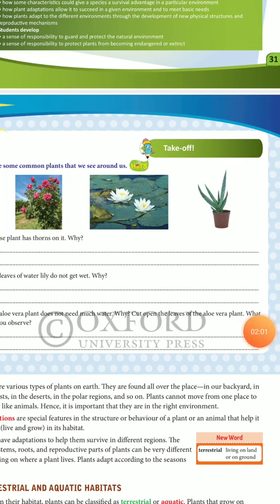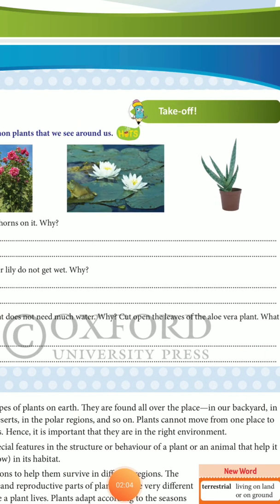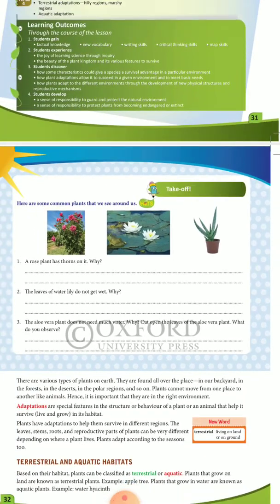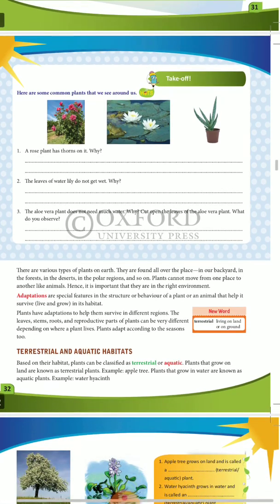Now when we cut these leaves, you might have seen, your mama might be using aloe vera, she cuts it from the middle. When we cut the aloe vera from the middle, we will find a jelly-like structure. So this water is already stored inside the leaves of the aloe vera. Clear? Now coming to adaptation.